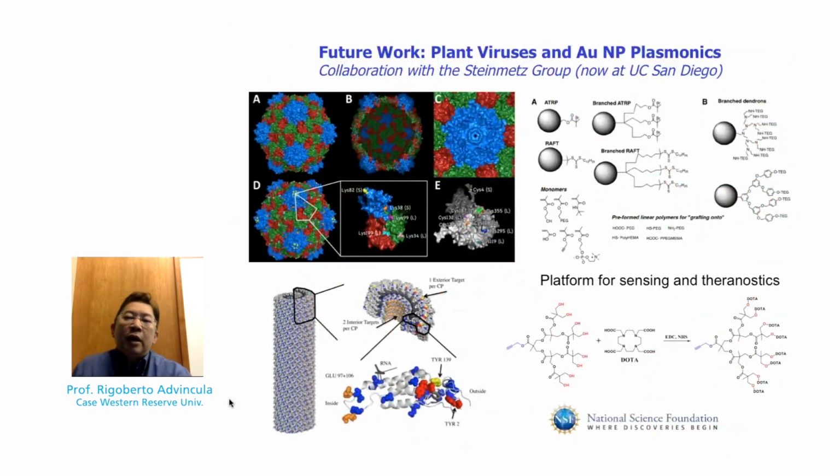Lastly, I'm just going to let you know of a collaboration I've had with the Steinmetz group, who have since moved to UC San Diego, where we work with them to conjugate and improve the efficacy of viral delivery systems. In this case, these are plant viruses like the cowpea mosaic virus or the tobacco mosaic virus that can be conjugated with drugs or used as delivery systems. Indeed, these are polymeric assemblies or systems based on polypeptides that can be genetically engineered for medicine.